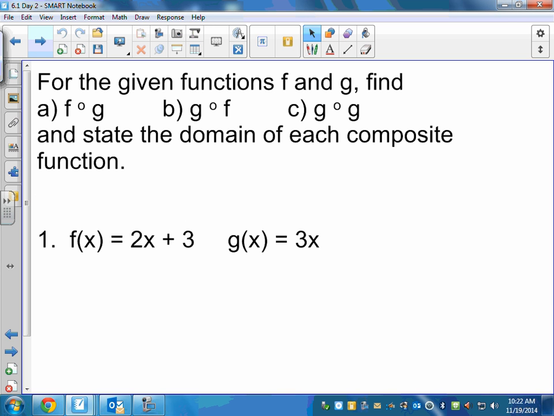This is terrible because you have to do parts A, B, and C. This could be why I took 2 problems off the homework that I recently assigned, because it was so much work. Just like we did yesterday, but notice there's no number after it. So if it says find f of g, g of f, and g of g, and state the domain of each composite function, it's not as simple as finding f of g of 2, right? You actually have to take one function in terms of x and plug it into the other one.